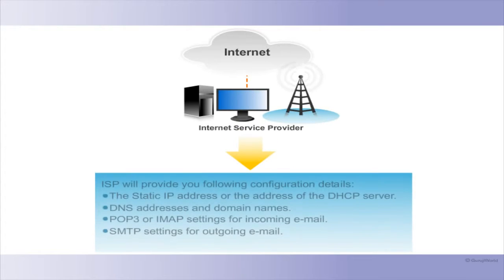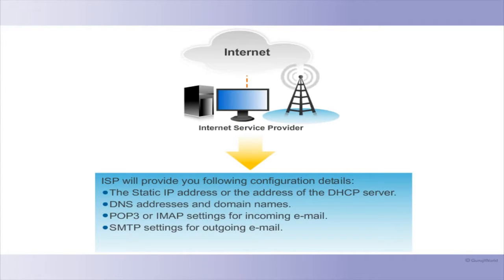ISP provides you the following configuration details: the static IP address or the address of the DHCP server, DNS addresses and domain names, POP3 or IMAP settings for incoming email, and SMTP settings for outgoing email.